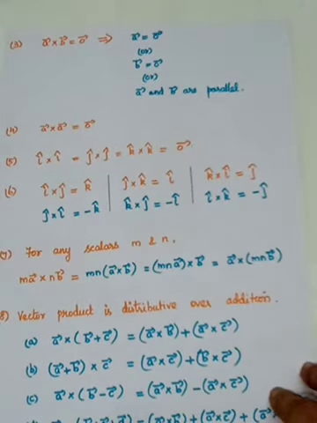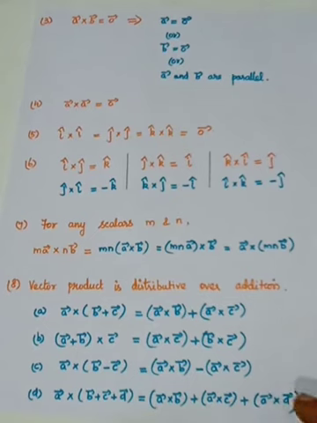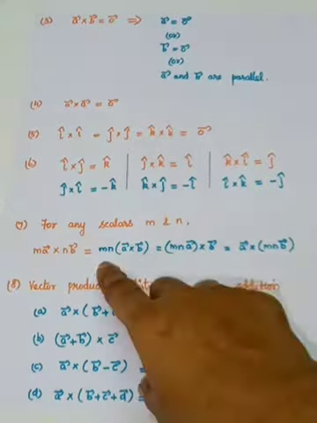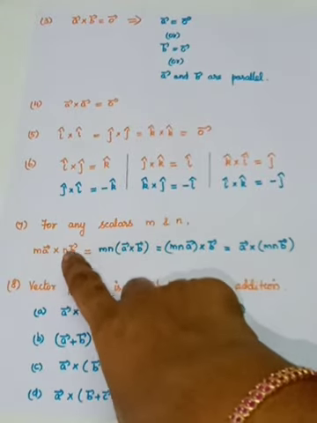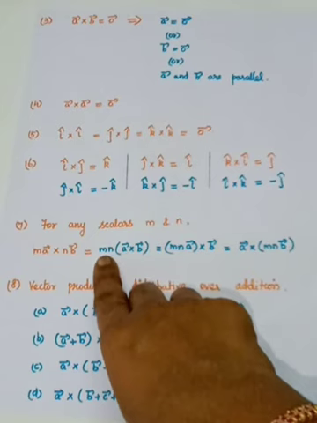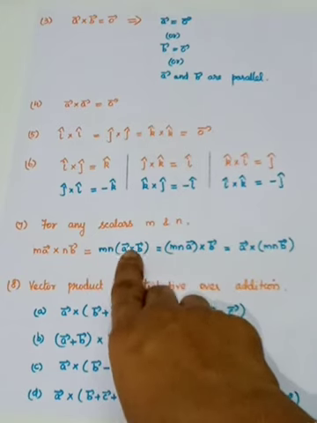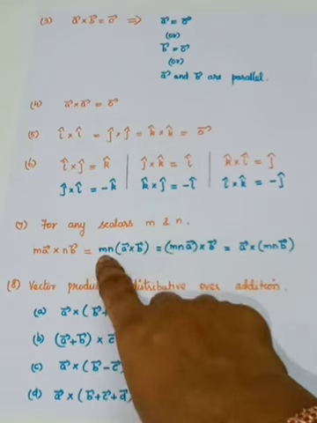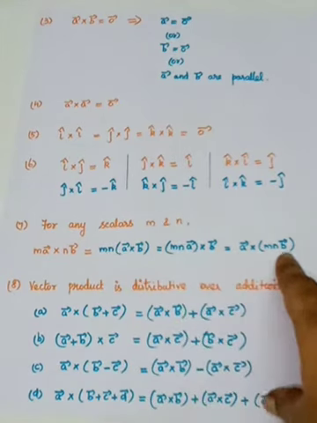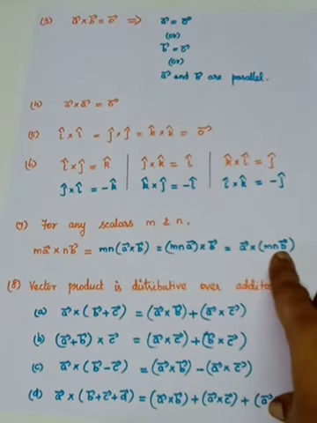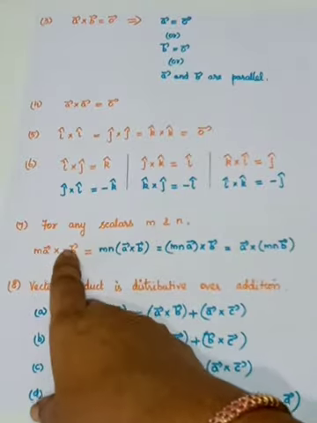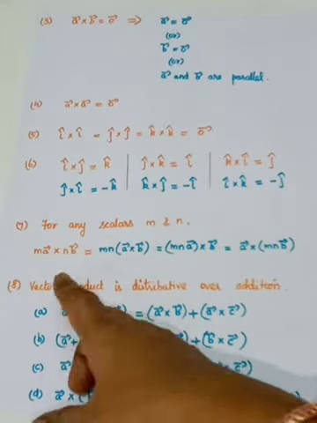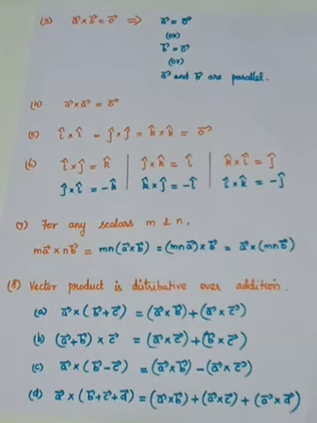And what about the scalars in the cross product? There is no change about the scalars. If m and n are scalars, the scalars have to be taken out, and you have to take the cross product between the two vectors. Otherwise, the scalar can be placed with the first vector or with the second vector. You can interchange the scalars also. N a cap cross m b cap, that also you can write. So if scalars come, we can take the scalars out and take the cross product between the vectors.